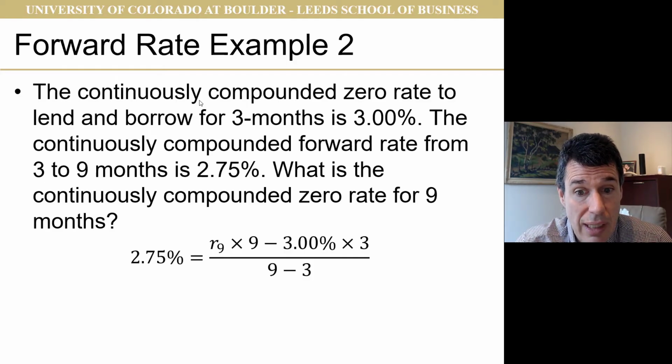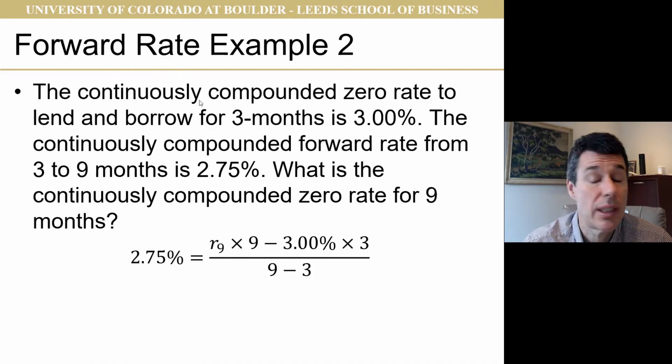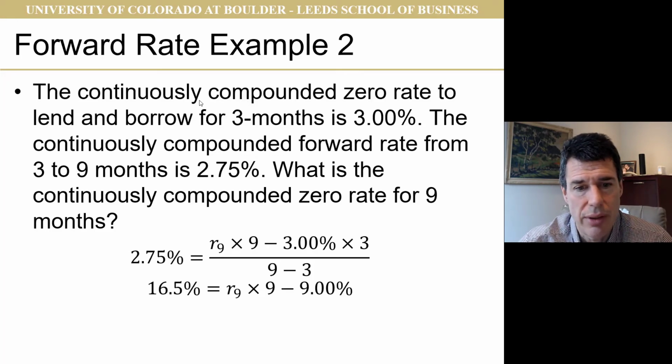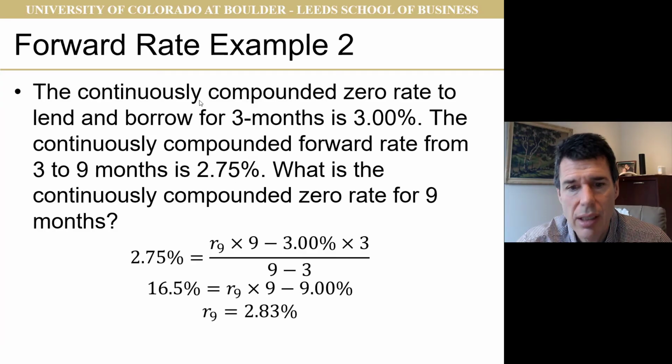Now you notice I've just used months instead of years. I could rewrite this, and instead of using 9, I could put 0.75. Instead of using 3, I could use 0.25. The math all turns out to be exactly the same. We can use days in this formula, we can use years in this formula, we can use months in this formula. It doesn't matter as long as we're consistent. And we end up with 16.5. Multiply all this out. 16.5 equals R9 times 9 minus 9%. And we solve for R9 is 2.83%.